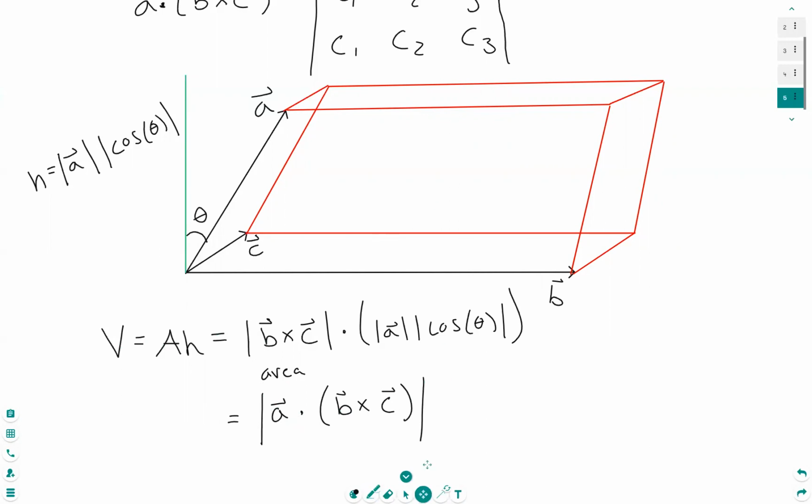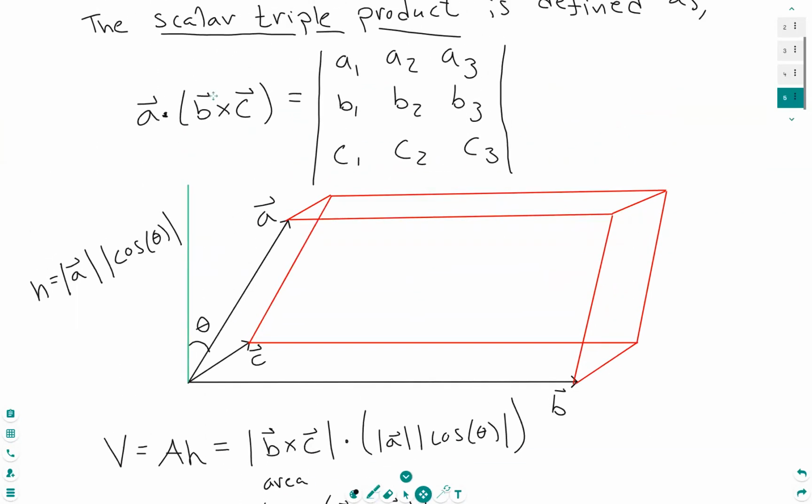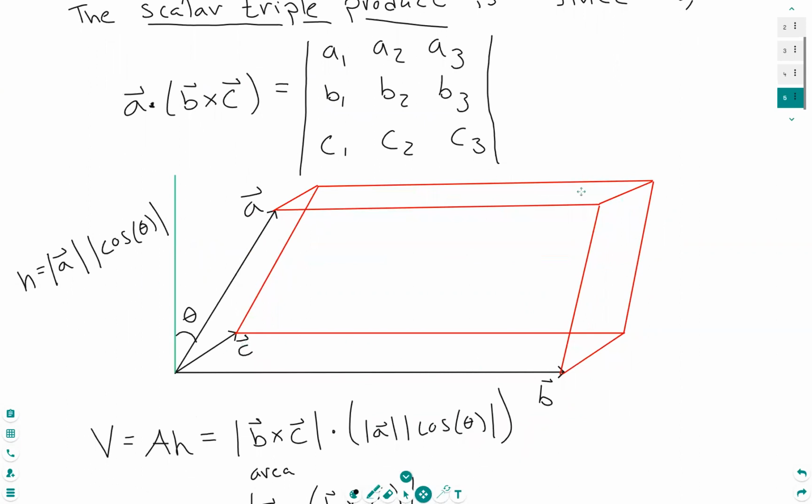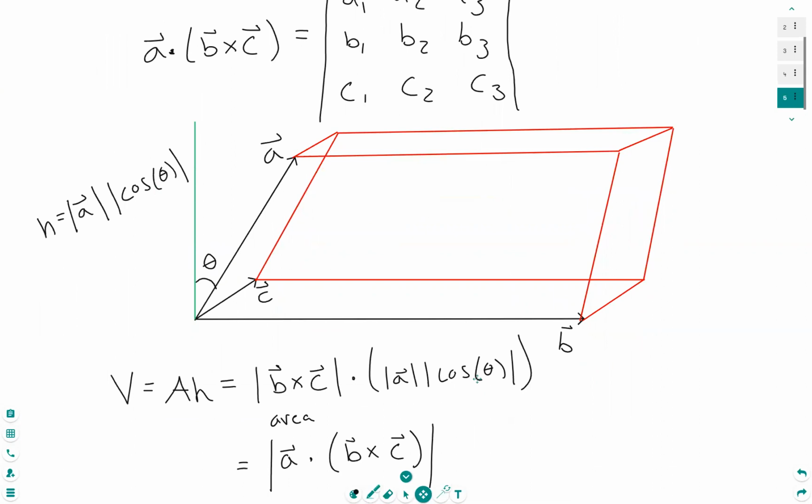So this triple product is actually pretty useful, right? Where the cross product could tell us the area of some parallelogram. This scalar triple product can tell us the volume of such a shape, which is pretty neat.